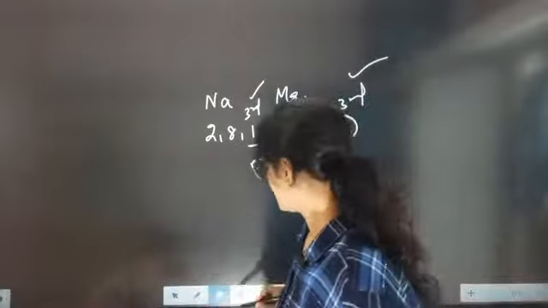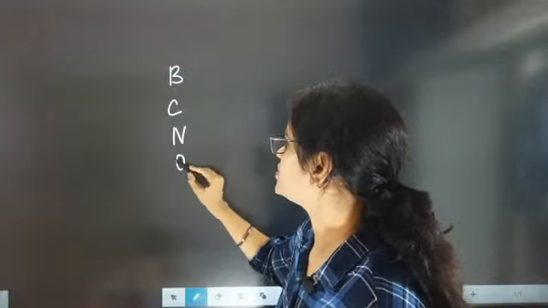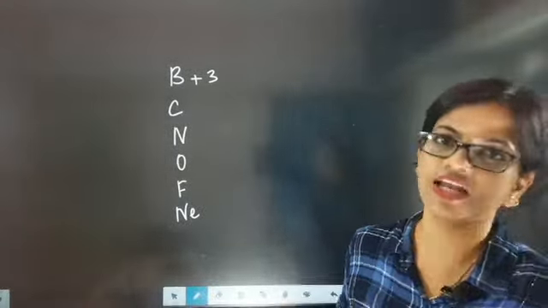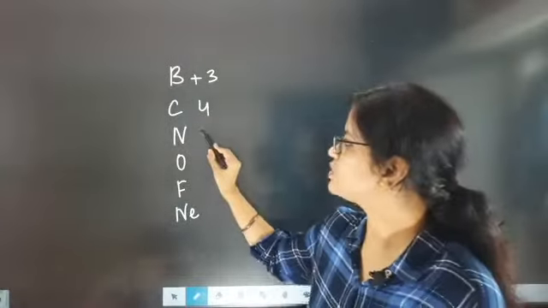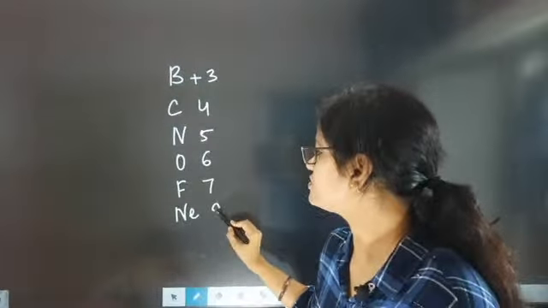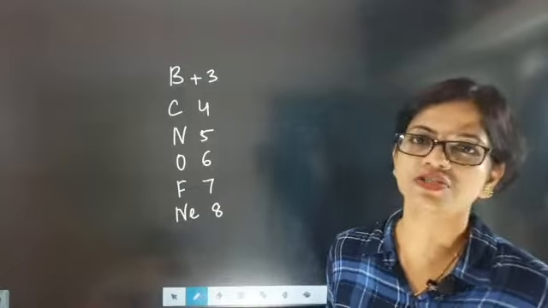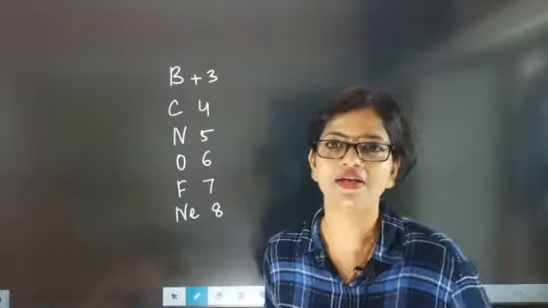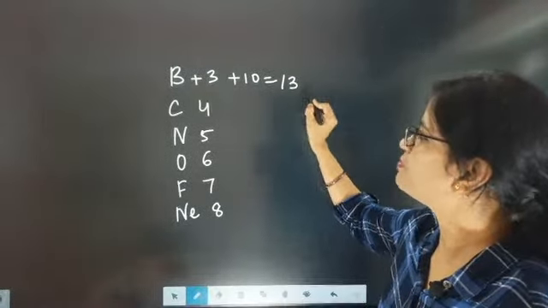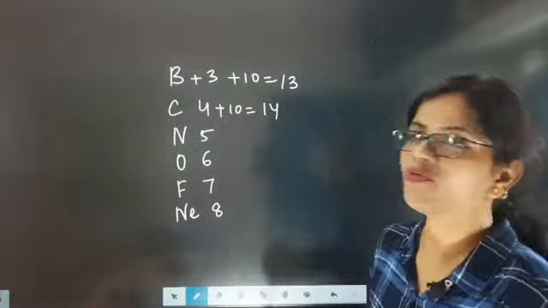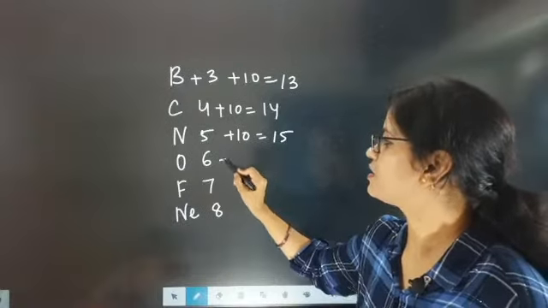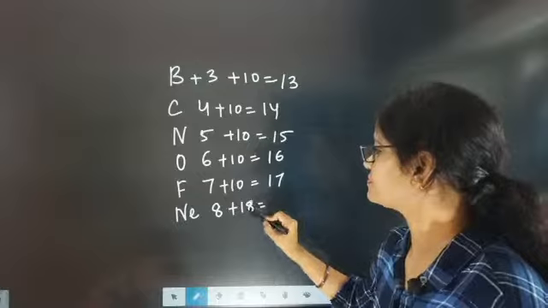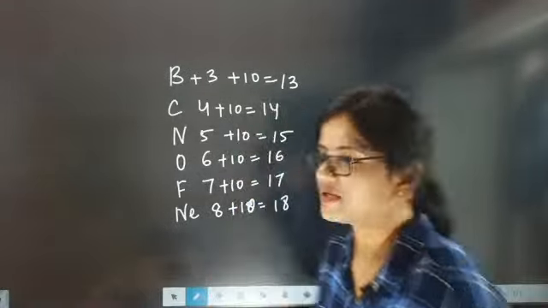Now see: boron, carbon, nitrogen, oxygen, fluorine and neon. Boron's valency is +3, meaning 3 electrons in the outermost orbit, then 4 electrons, 5 electrons, 6, 7, and 8 electrons. When you see that the outermost orbit has more than 2 electrons, then add 10. So group number 13, group number 14, group number 15, group number 16, group number 17, group number 18. Now check, is it there or not?